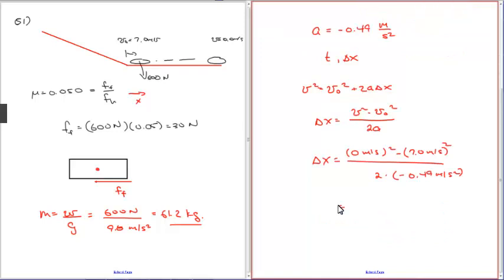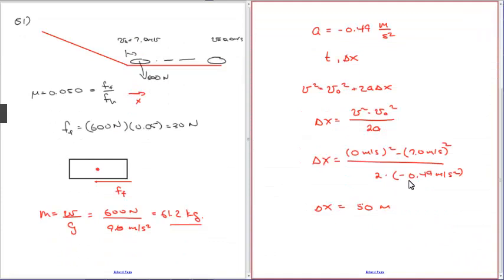So we have negative 7 times 7, which is 49, divided by 2 times negative 0.49, and we get 50. In this case, the units are meters. We get meters squared per second squared divided by meters per second squared, which gives meters. So delta x is 50 meters. Let's just check to see about that. And that's correct.